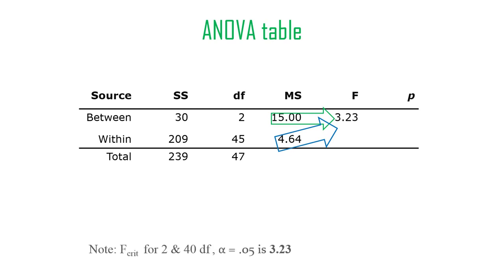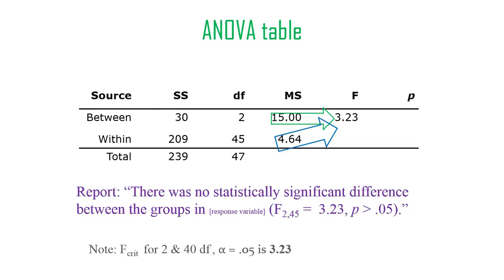Is it big enough? Well, F critical for 2 and 40 degrees of freedom at alpha of 0.05, if I look this up correctly, is exactly 3.23. So we can say, yeah, P is essentially 0.05. I guess I chose to say it doesn't quite make it because it was equal. You could say there was no statistically significant difference between the groups in whatever the response variable was.